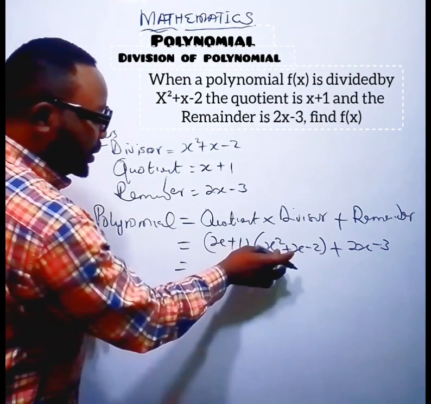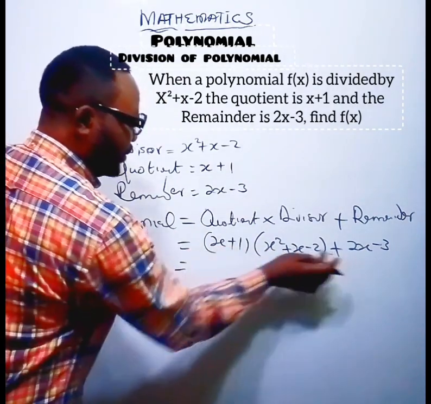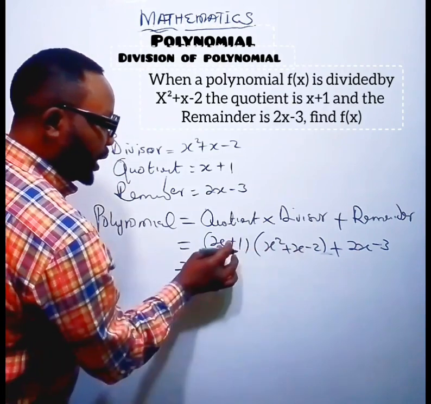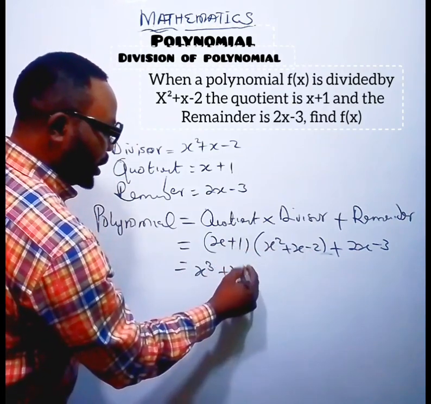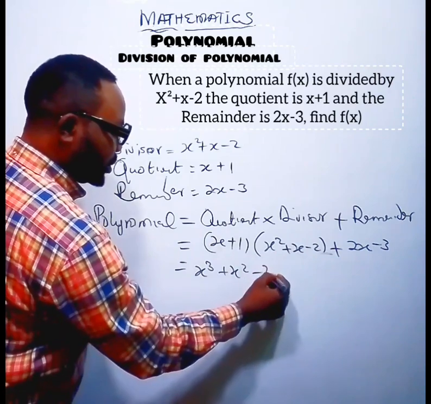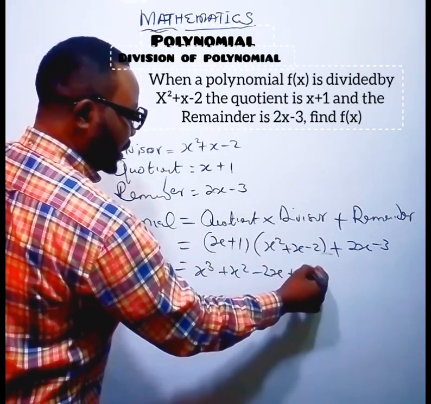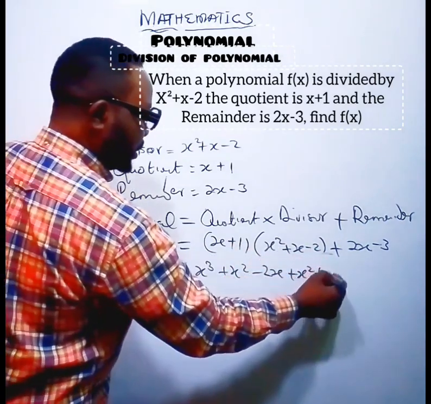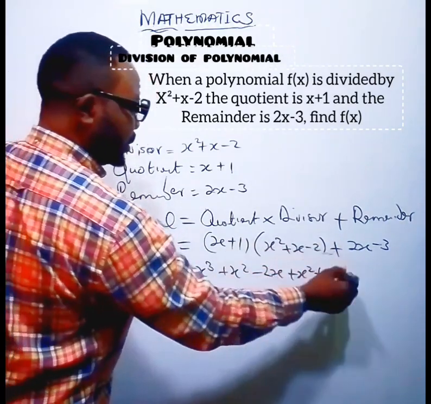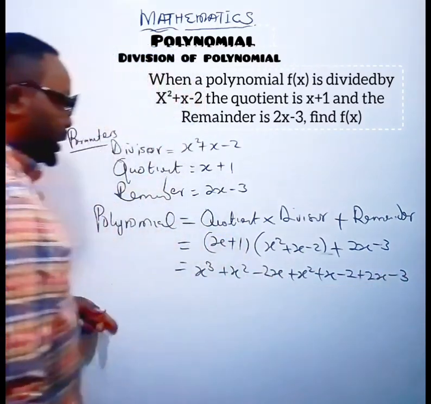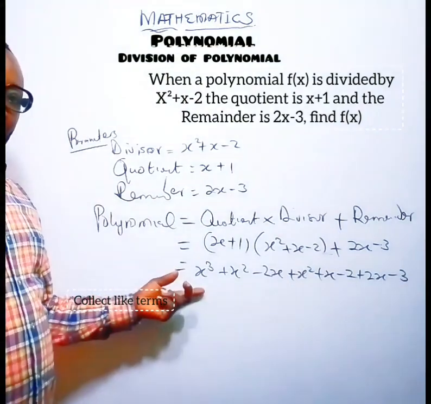Using this x to multiply every value here, we have x cubed, x times x squared, that's x cubed, x times x, that's plus x squared, x times minus 2, that's minus 2x. Plus 1 times x squared, that's plus x squared. Plus 1 times x, that's plus x. Plus 1 times minus 2, that's minus 2. Plus 2x minus 3. At this stage, we have to collect the like terms.